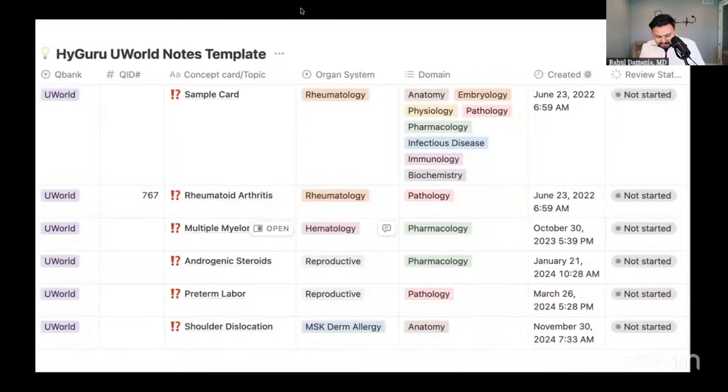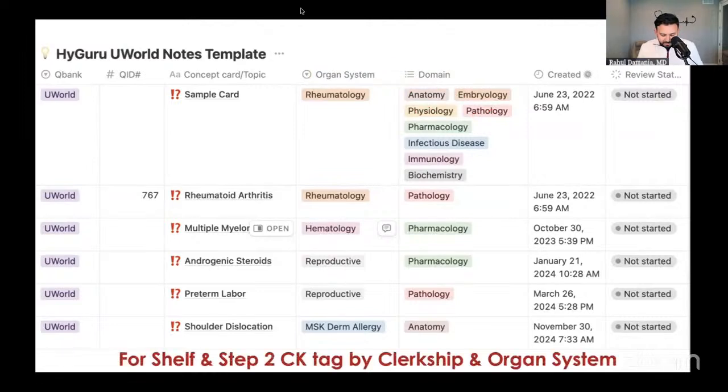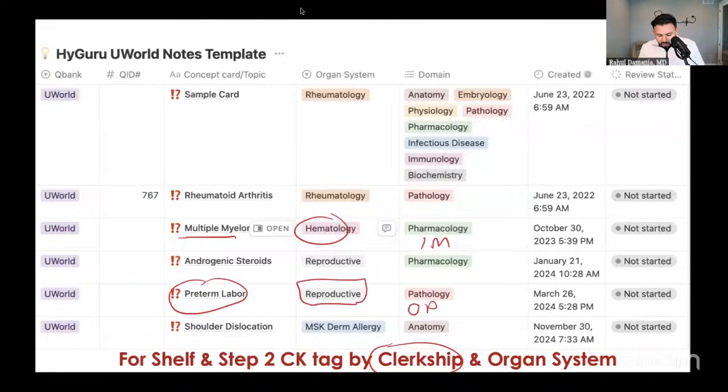And then what I do is I tag the topics, okay? For step 1, step 2, the tagging might be different. Maybe for step 1, you'll do organ system, and then the domain being anatomy, embryology, physiology, pathology, etc. For step 2, you might do it based on organ system and clerkship, for example. So multiple myeloma is hematology, internal medicine. Preterm labor is reproductive and OBGYN. You get the gist. You want to start tagging these Fab 5 topics.